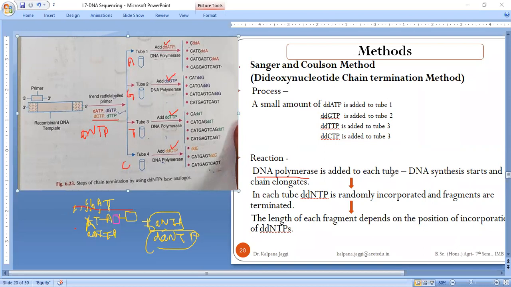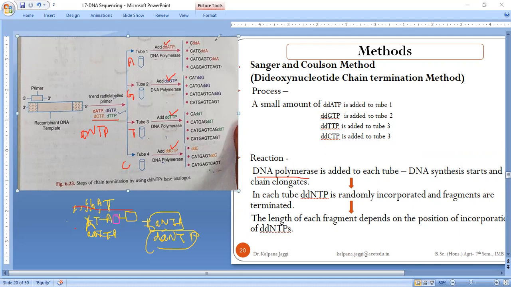DNA polymerase is added, and as soon as the polymerase enters into the reaction, the chain elongates. Now, it is not specific where it is going to be incorporated. It can get incorporated in the very beginning, or after the attachment of 3 nucleotides, or after the attachment of say 7 nucleotides, or there can be conditions where it is not attaching.